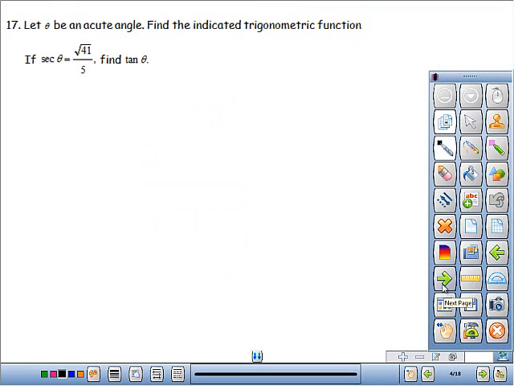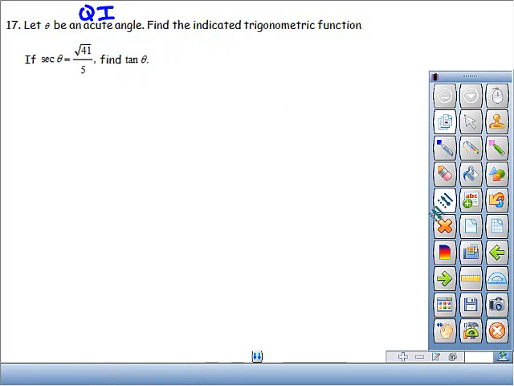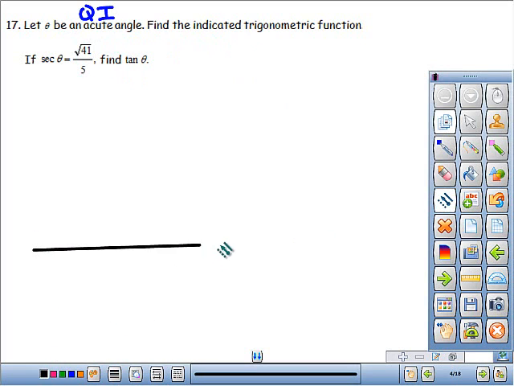17 tells us to let theta be an acute angle. That right there tells you what quadrant you're in. Acute means less than 90. That means you have to be in quadrant 1. So in quadrant 1, find the indicated trig function if secant is square root of 41 over 5. So I'm going to draw my quadrant 1, and my triangle inside of it.